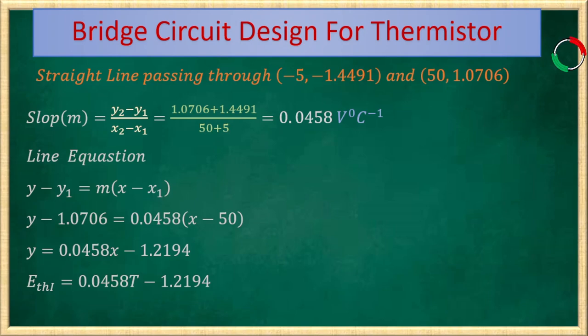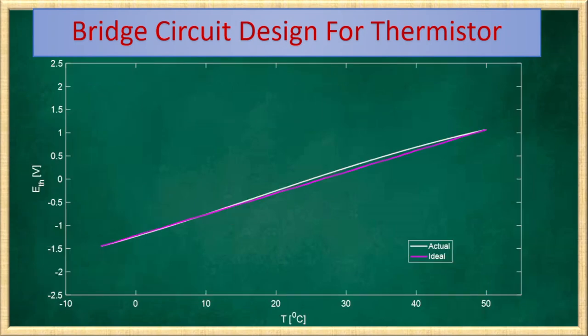Substituting ETH in place of y and t in place of x, we get ETH ideal equals 0.0458 t minus 1.2194. The actual and the ideal relationships are drawn in the same plot like this. Now, as you can see from the plot, the actual and the ideal curves are very close.